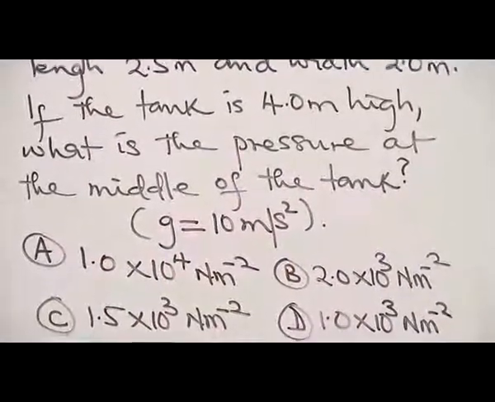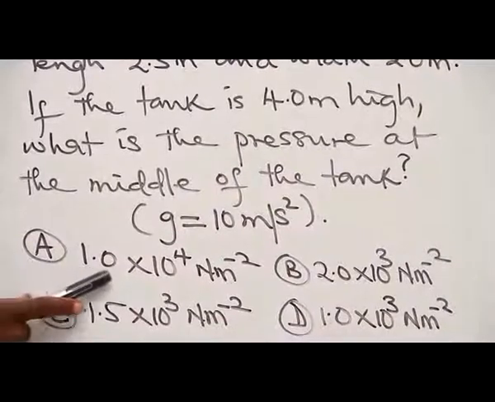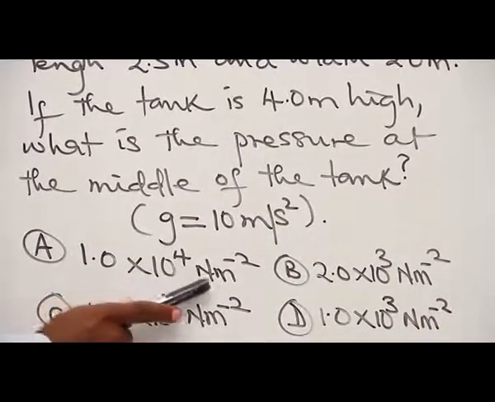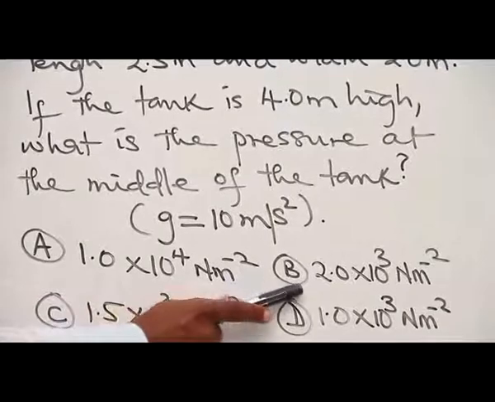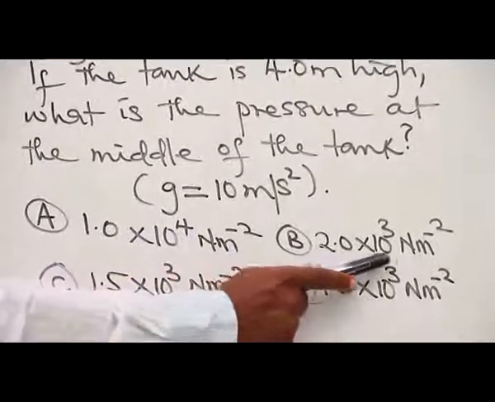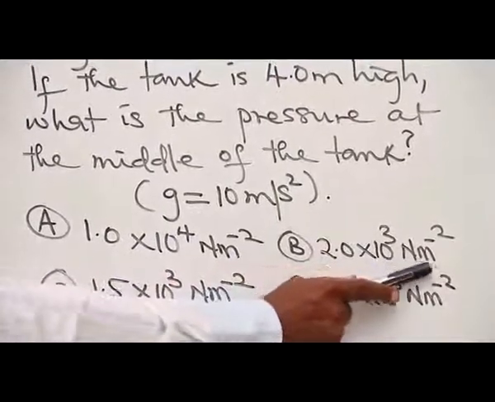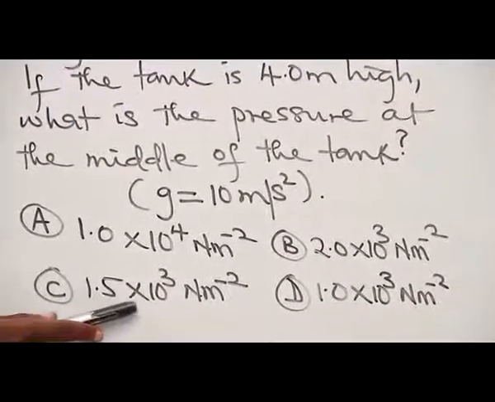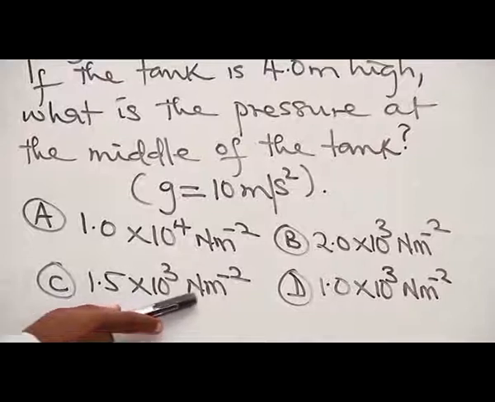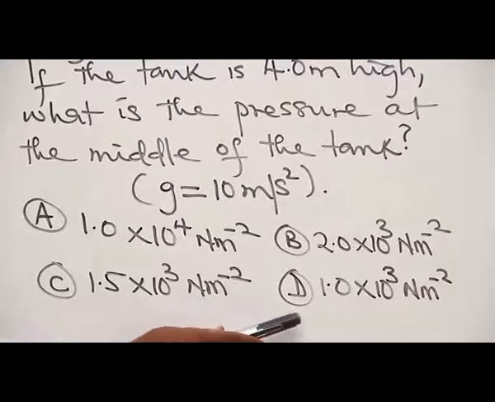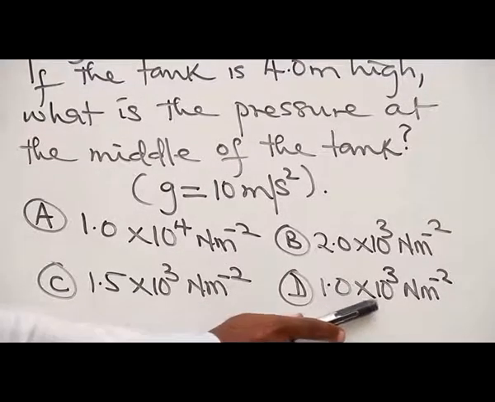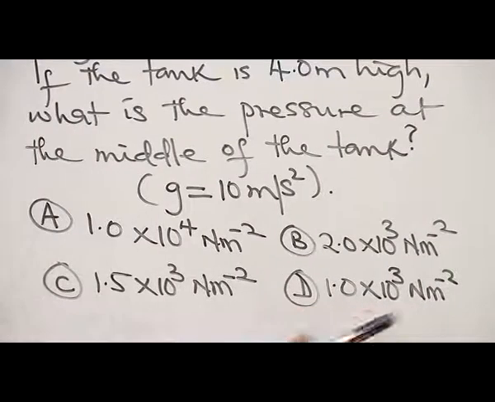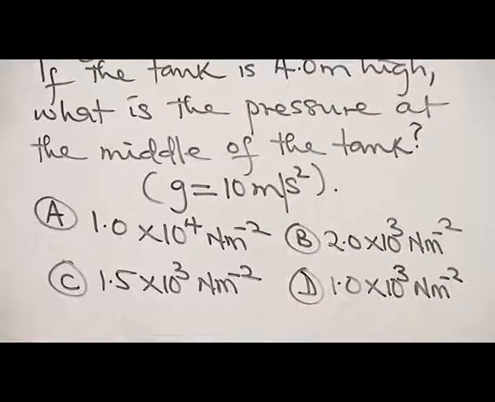Then the options are A, 1.0 times 10 raised to power 4 Newton per meter square, B, 2.0 times 10 raised to power 3 Newton per meter square, C, 1.5 times 10 raised to power 3 Newton per meter square, and D, 1.0 times 10 raised to power 3 Newton per meter square. The answer.